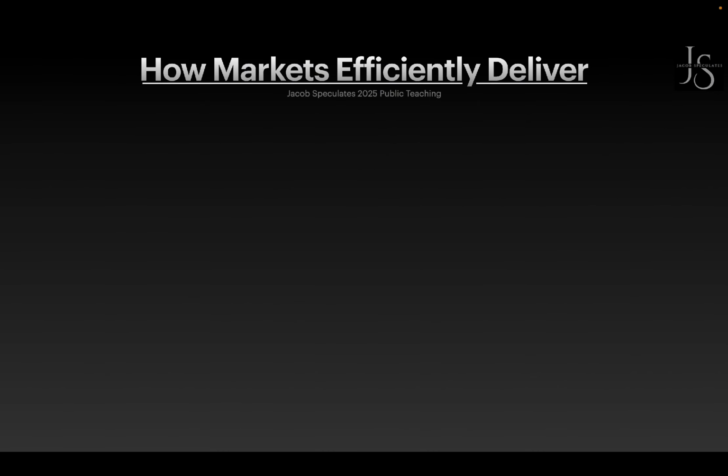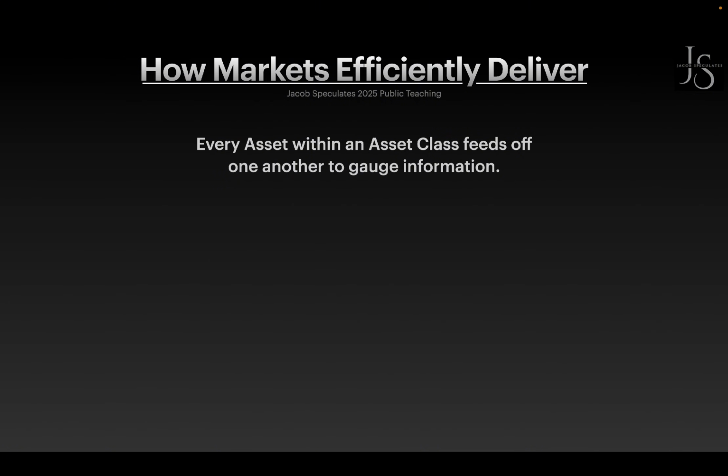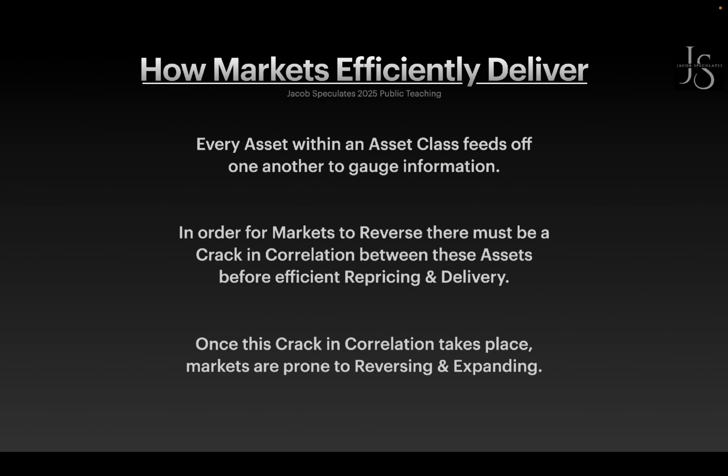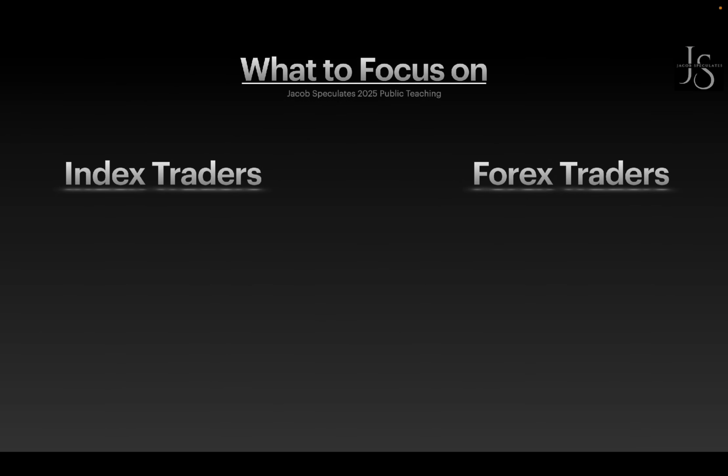Getting started with how markets efficiently deliver. Every asset within an asset class feeds off one another to gauge information. In order for markets to reverse, there must be a cracking correlation between these assets before efficient repricing and delivery. Once this cracking correlation takes place, markets are prone to reversing and expanding. So with knowing that, it's important to only focus on certain assets depending on the trader you are.